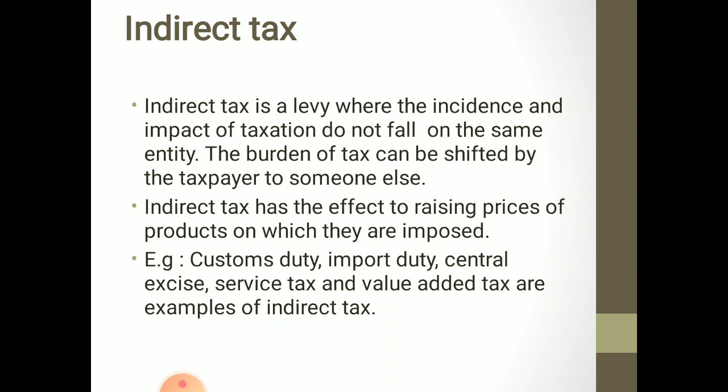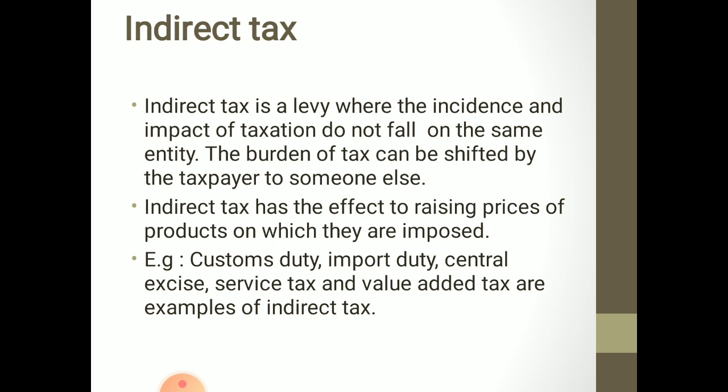In case of direct taxes, taxpayer and tax bearer both are one. That is why they are known as direct tax. But in case of indirect tax, taxpayer and tax bearer are different. Taxpayer is generally manufacturer and tax bearer is generally consumer. So there are three different parties in indirect taxes. That is why it is known as indirect taxes, because the payer is not a bearer. Payer doesn't bear the tax burden.